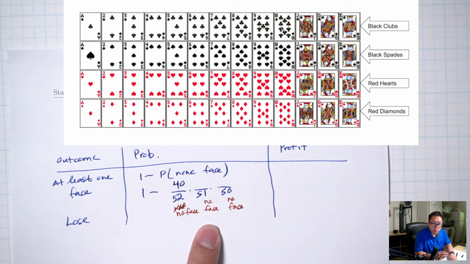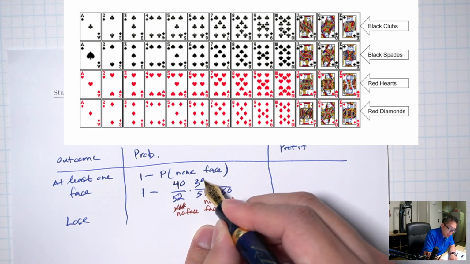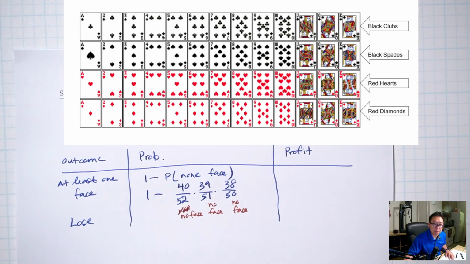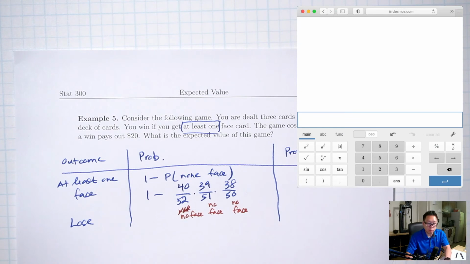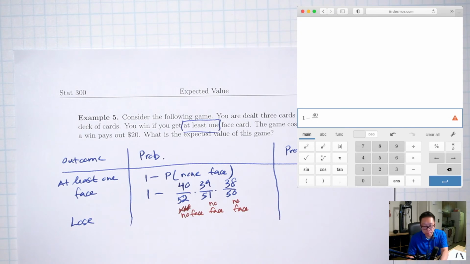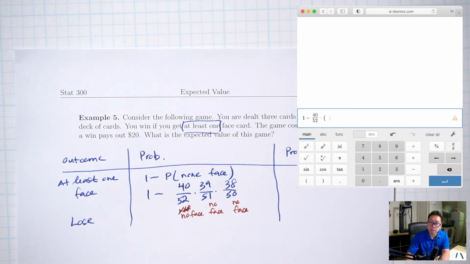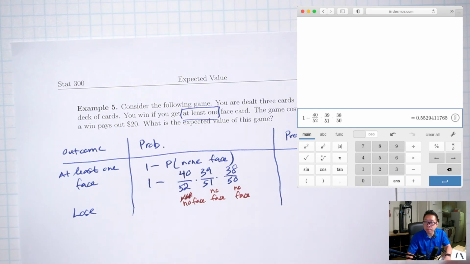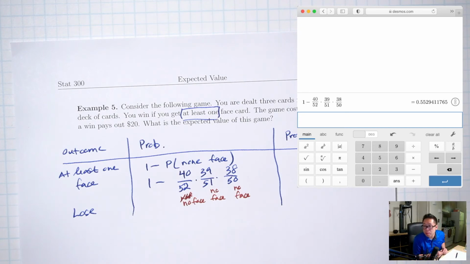And then the next one, I also want to be no face. Because we're talking about cards, you do reduce. So this is going to go down to 39, 38. And now let's type this into a calculator and see what the probability is. So we're going to do 1 minus fraction 40 over 52 times another fraction 39 over 51 times another fraction 38 over 50. 0.553.